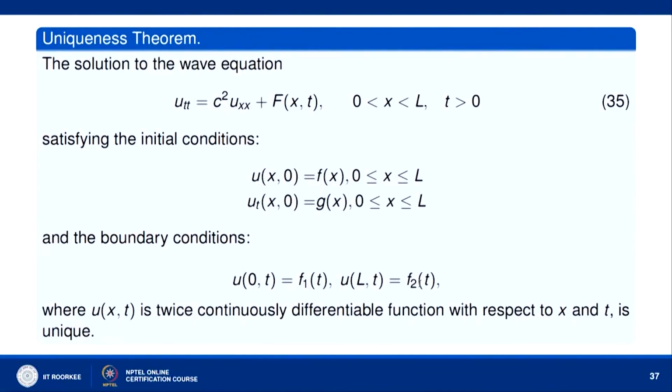Now, the case which we have discussed earlier is a special case of this, obtained by assuming that f of x, t is 0 and f1 of t and f2 of t are 0. So it is a special case of this uniqueness theorem. It means if this problem has a unique solution, the special case will also have a unique solution. So now let us try to prove this result.